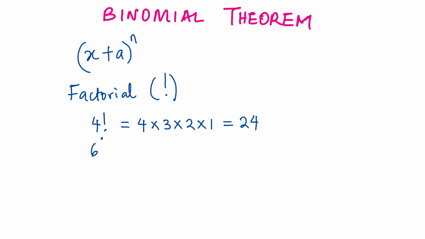If I say 6 factorial, I mean 6 times 5 times 4 times 3 times 2 times 1. 6 times 5 is 30. 30 times 4 is 120. 120 times 3 is 360. 360 times 2 is 720. 720 times 1 is still 720.